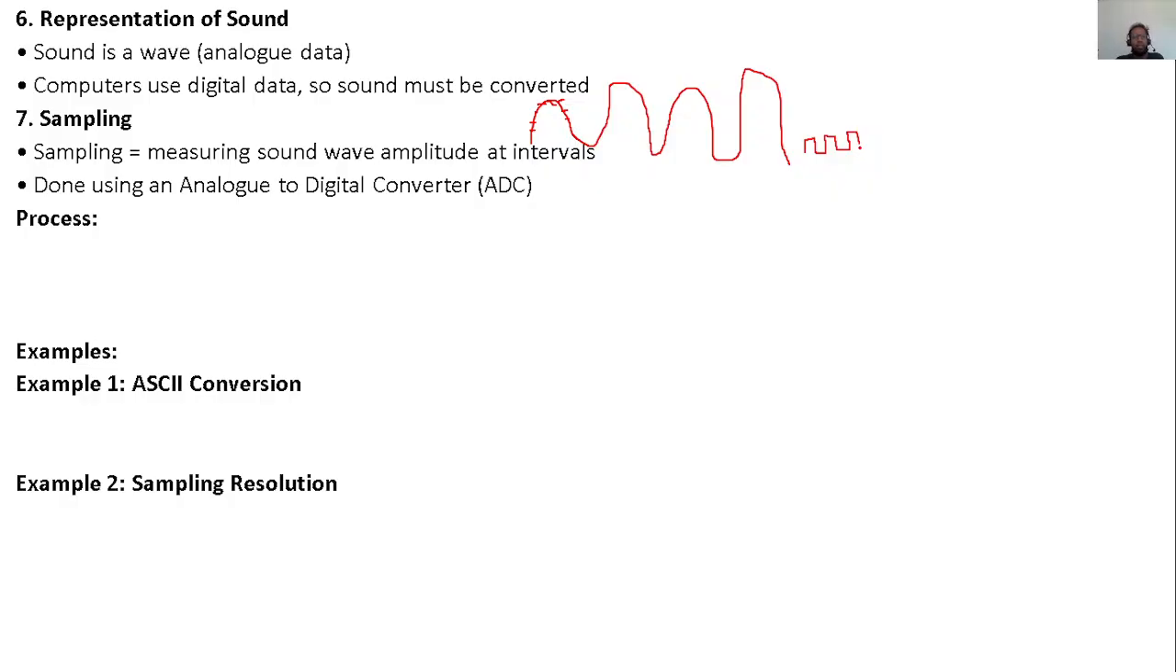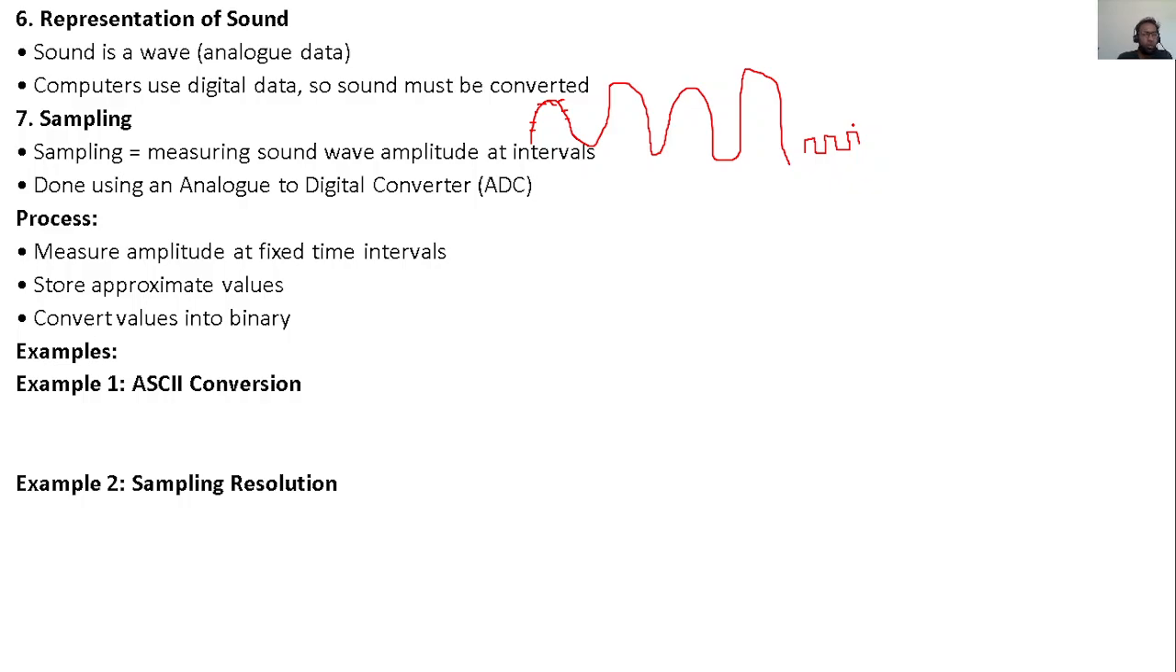Basically loads of mathematics is involved behind it. It is done using an analog to digital converter. That is a device that does all that sampling and converts the sound into a digital wave. And next is the process.